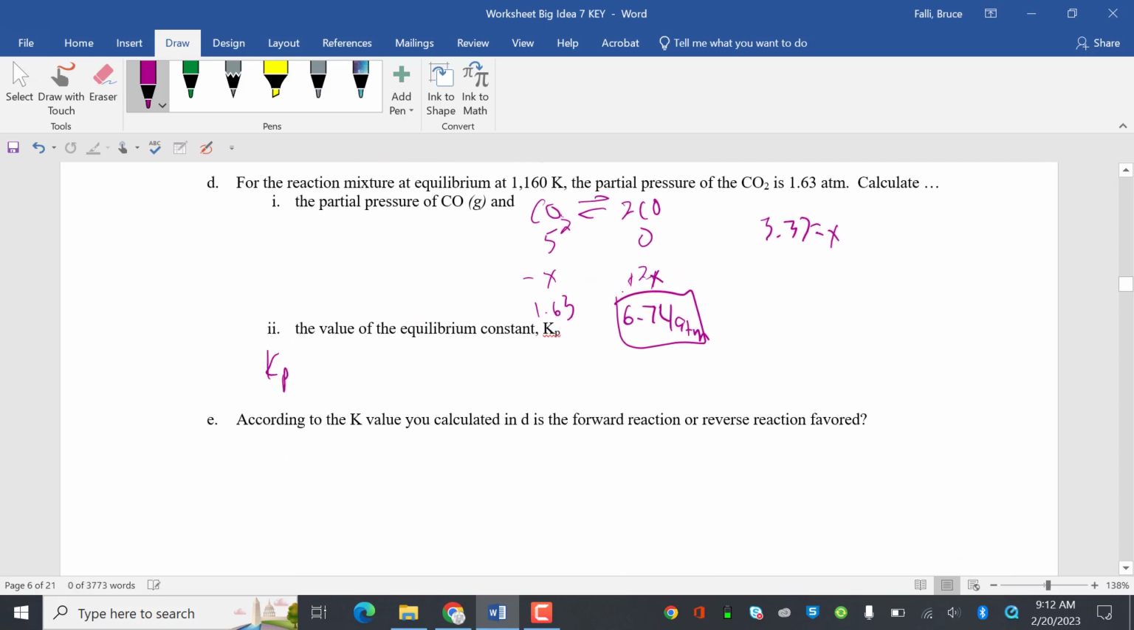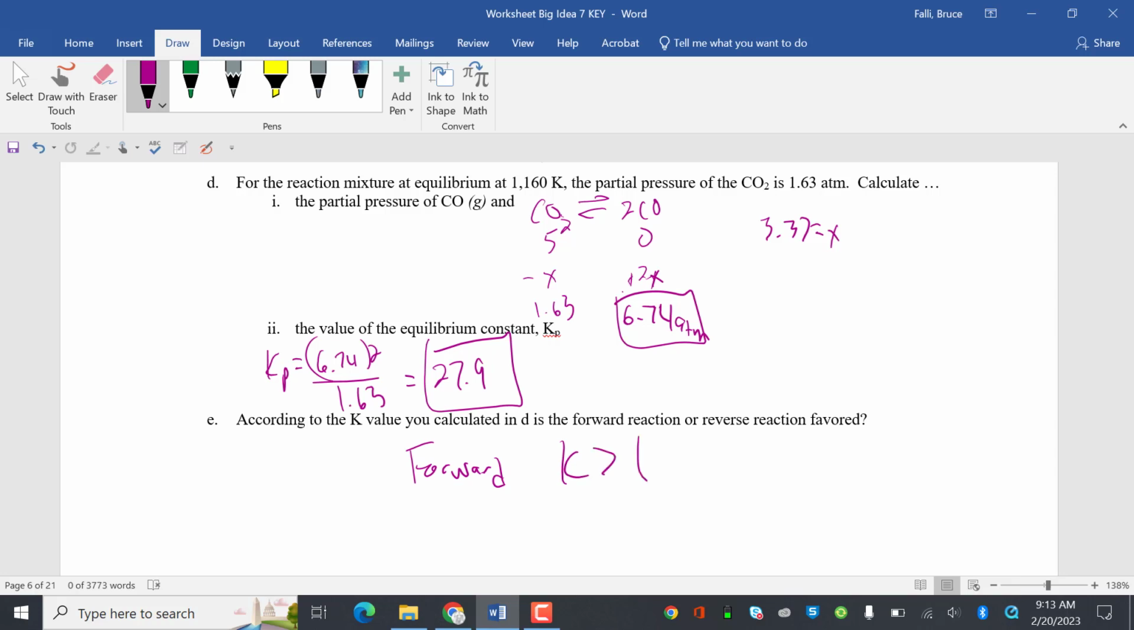Divided the equilibrium constant Kp. Kp, we wrote it down before, as products, 6.74 squared because of your coefficients, over reactants, 1.63. All right, 6.74 squared divided by 1.63, 27.9. And there's Kp. According to the K value calculated in D, is the forward or reverse reaction favored? Forward, K is greater than 1.